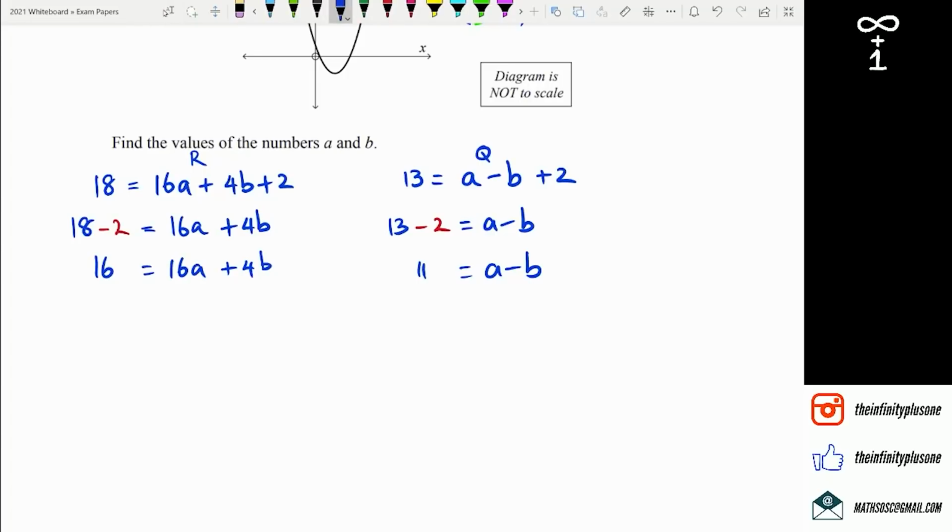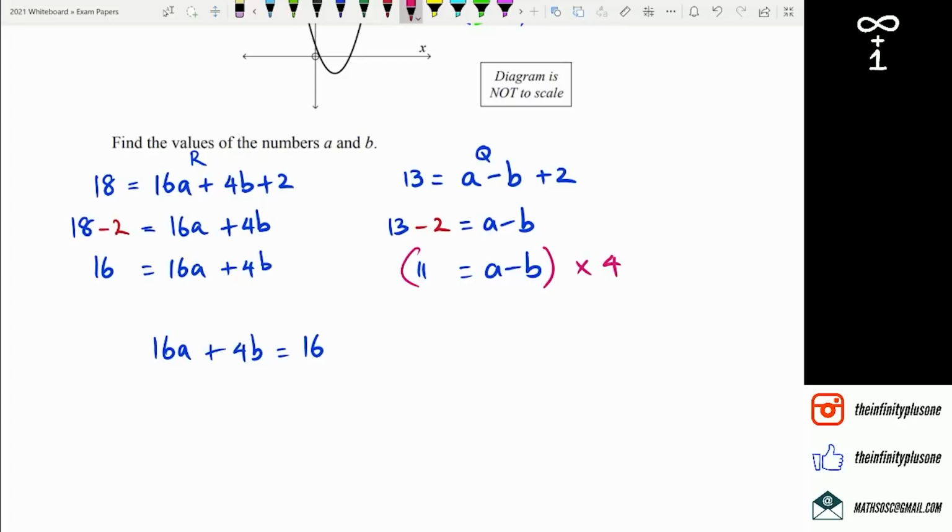So what I'm going to do is write my first equation down, which is 16a plus 4b is equal to 16. Now I want to get rid of the b, so I'm going to take this equation and multiply everything inside it by 4. You might be wondering why I'm multiplying it by 4. Because I want to get minus 4b, and then I can add the two equations. Let me show you what I mean.